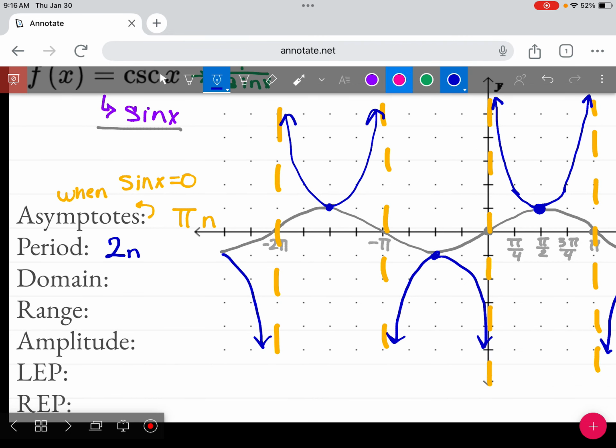Our amplitude is going to be based off the amplitude of sine. It's how far this point is from our center line, so in this case it's still going to be 1. This was our parent function, so we didn't actually calculate our left or right endpoints, because we're not graphing sine, we're graphing cosecant, the reciprocal.